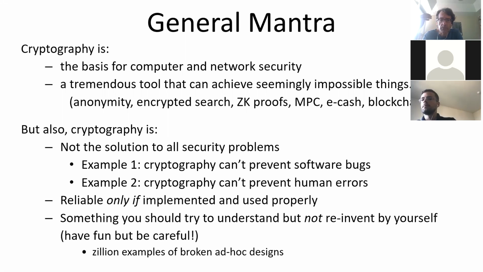But also, it is not a security solution to all security problems, right? We cannot prevent software bugs. We cannot prevent humans from making human errors. Now, of course, we can design our crypto systems in such a way that they're resistant against a certain class of human errors or a certain class of software bugs even, but not all, right? And also, it's reliable only if implemented correctly and used.